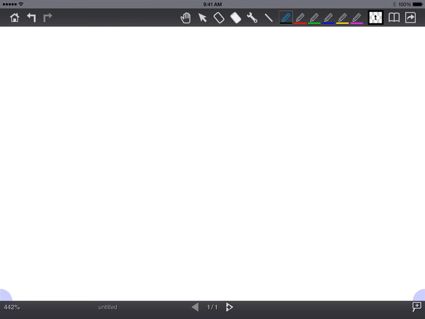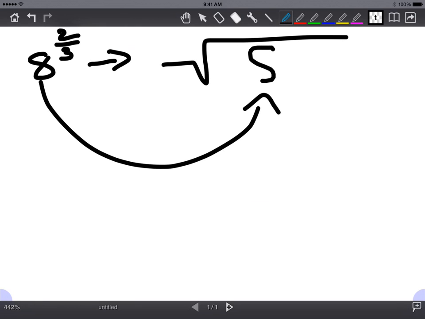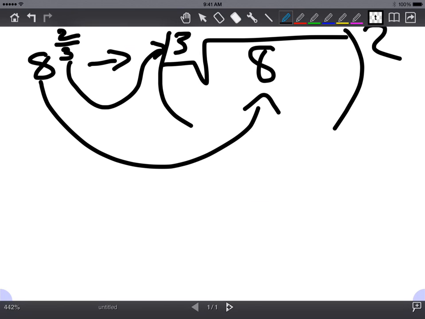I know it wasn't the best presentation, but I'm going to do some example problems. You should get it. So 8 to the 2/3. This is equal to 8 goes under the radical, and then the 3 goes over here, and the whole thing is raised to the second power.